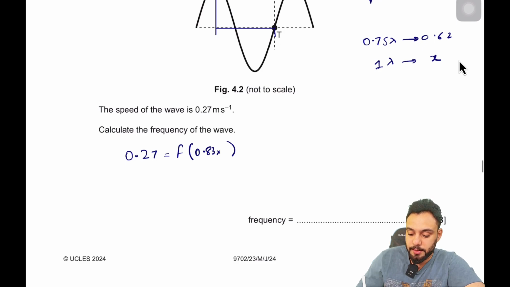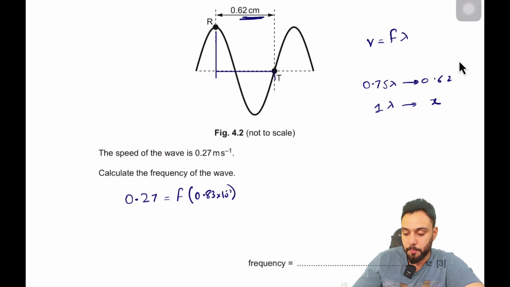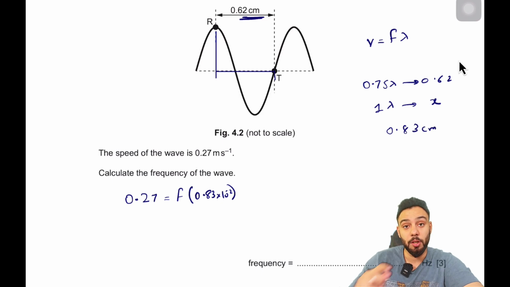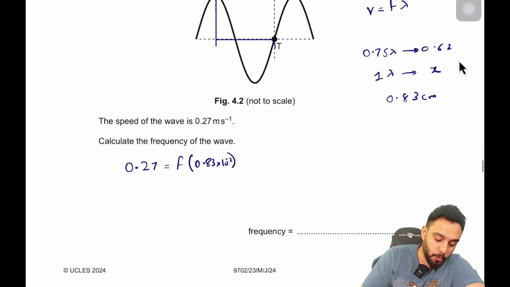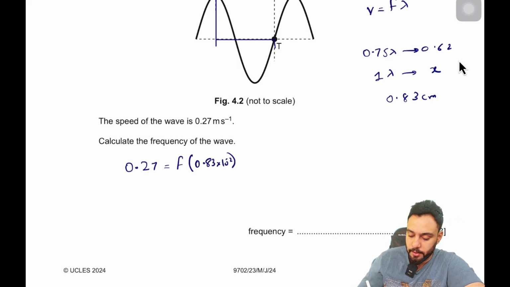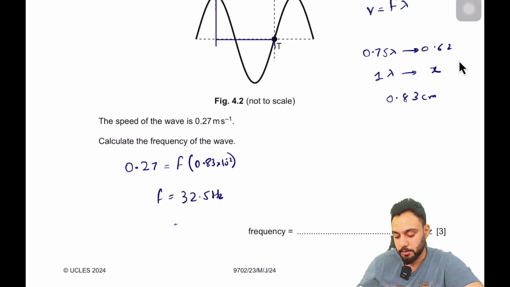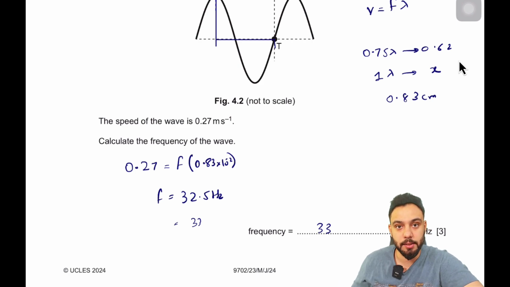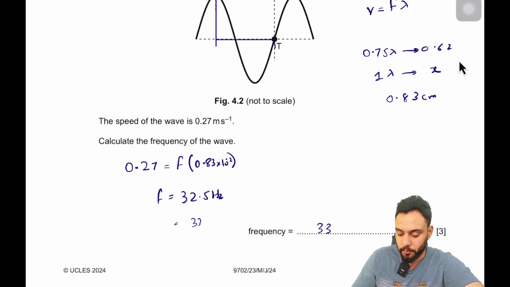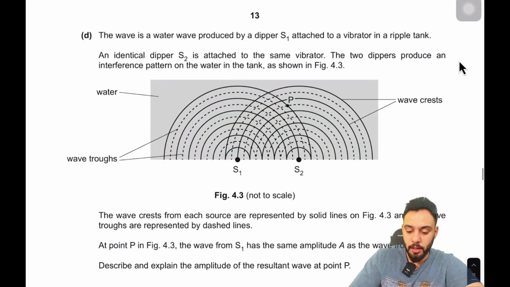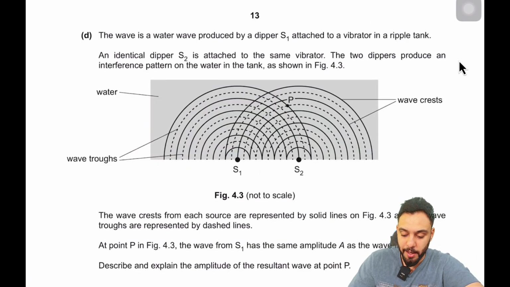And since it's in centimeters, you would have to convert it into meters as well. So 0.83 centimeters is going to be the whole one complete lambda. Okay, so 0.27 divided by 0.83 times 10 to the power of -2. You would get the frequency as 32.5 hertz. Eventually, you'll have to convert it into significant figures. So 33 hertz would be the frequency. Moving on, the wave is a water wave produced by dipper S1 attached to a vibrator in the ripple tank. The identical dipper S2 is attached to the same vibrator.